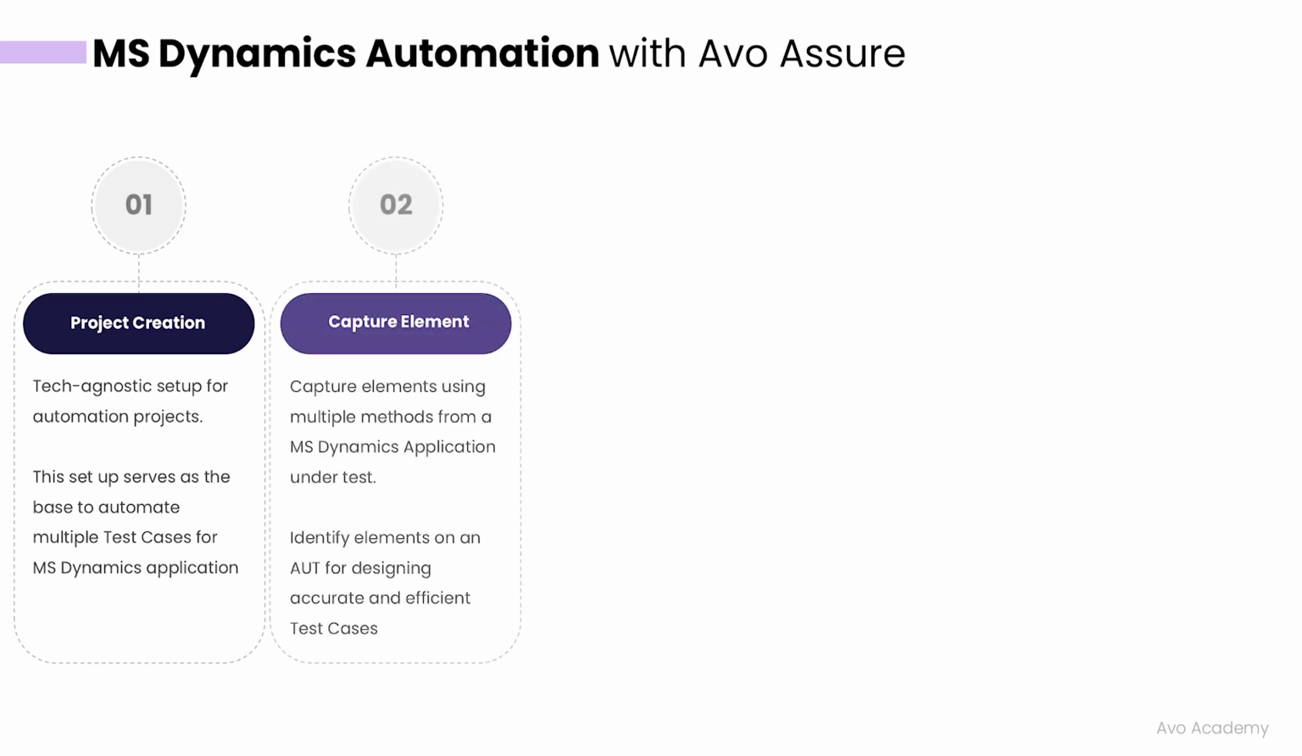The next step is one of the major milestones of this automation process, capturing elements from the business application. Elements are captured using multiple methods. Capturing elements helps identify elements on the application to be tested for designing accurate and efficient test cases.